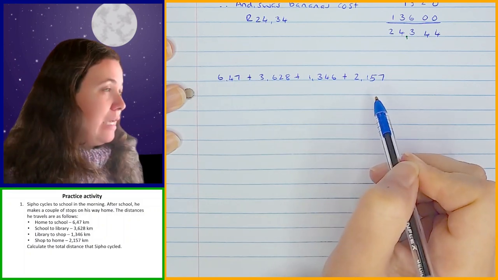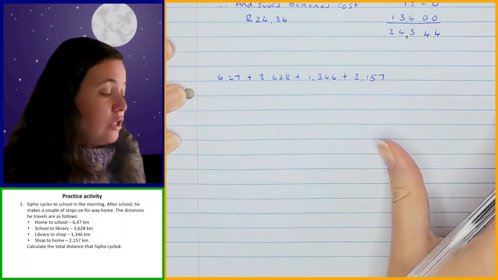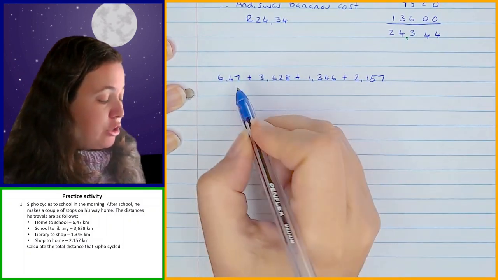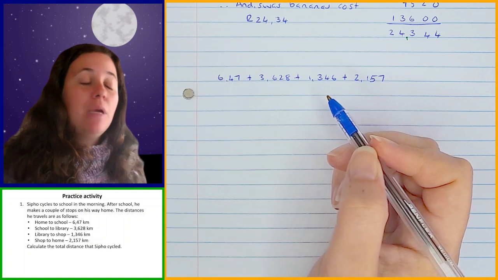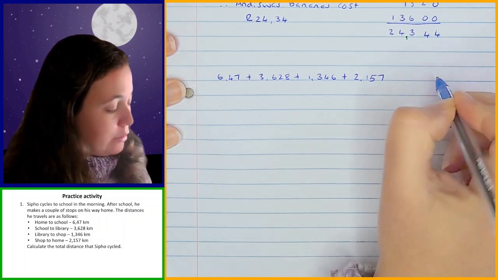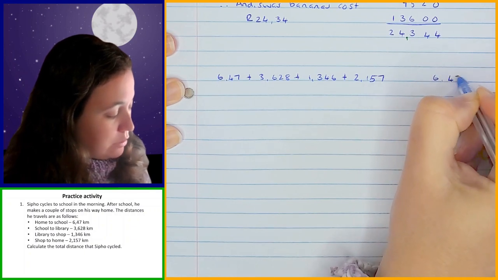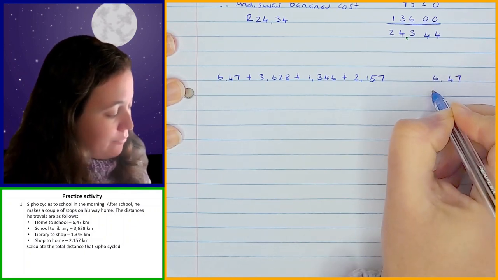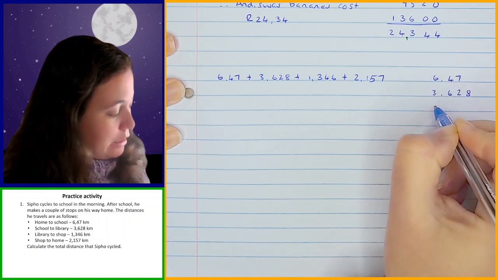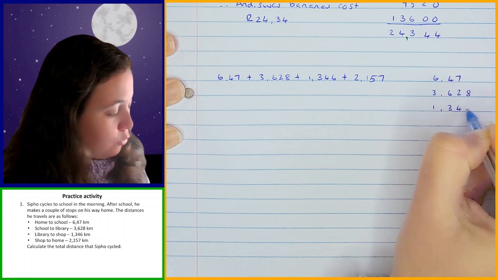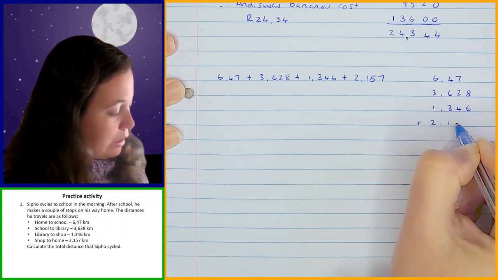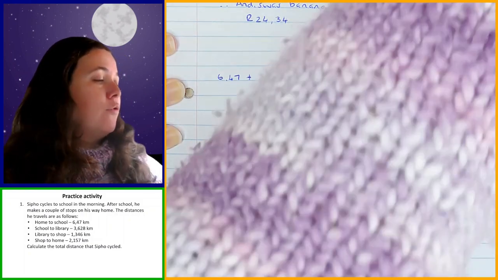The next thing I need to do is work it out. Okay, so to work it out, we've learned how to do addition with decimal fractions. We need to make sure that we write them underneath each other, keeping the decimal points in line with each other in the same column. So that's 6.47 over here. Then I'm going to have 3.628 underneath it. Then I've got 1.346, and then I've got 2.157. I'm adding all of those up.